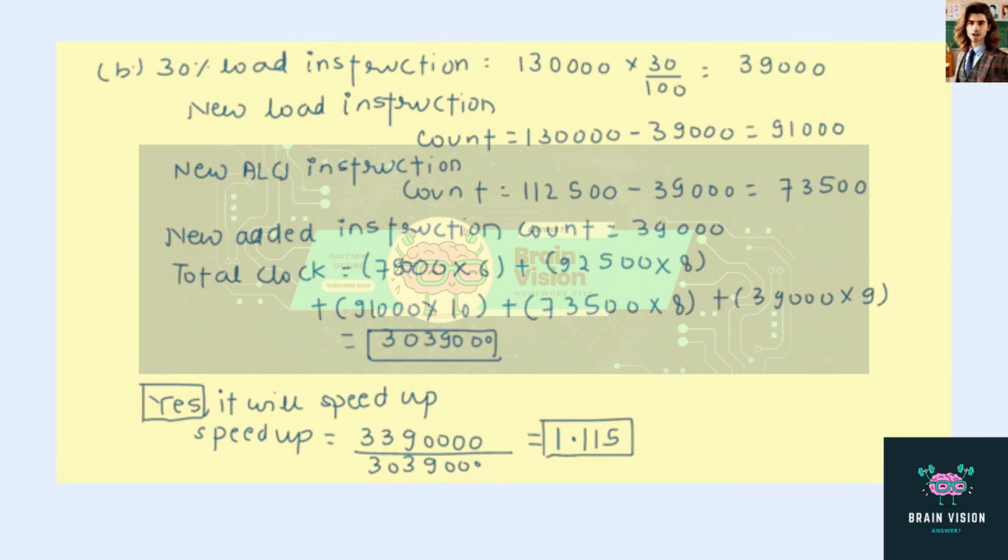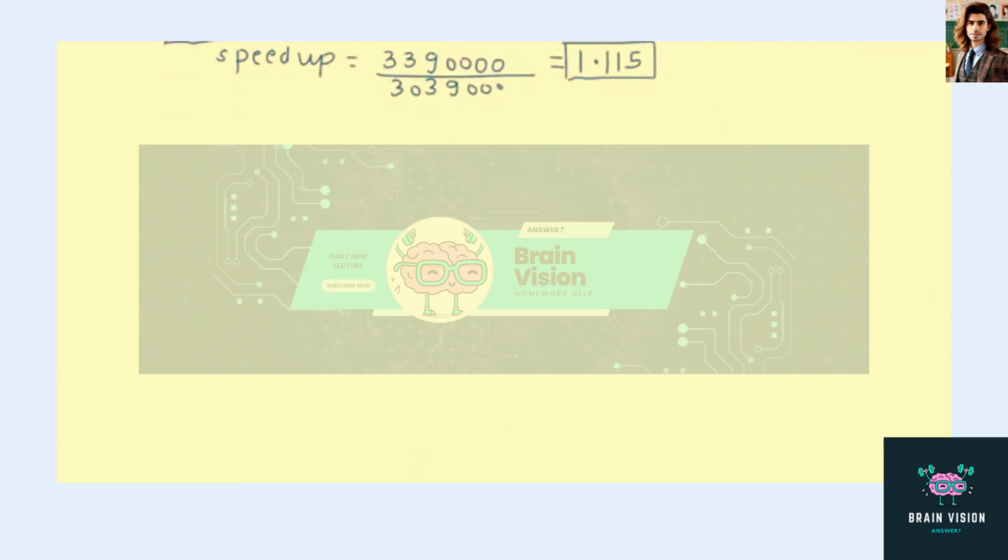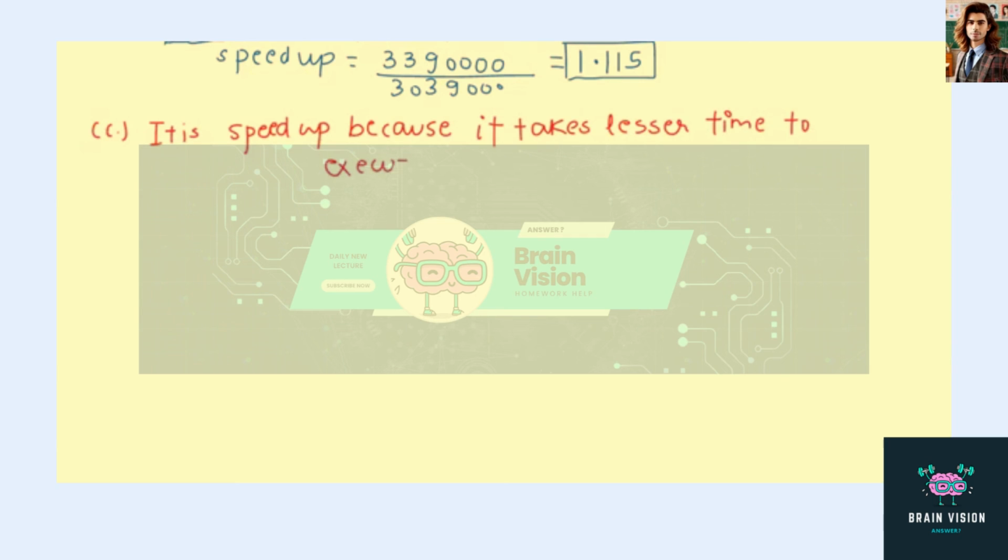If there is any speed up, explain why, and if not, explain why not. So let me write down the reason for this. In part C, we can see that there is a speed up. It is a speed up because it takes lesser time to execute than the previous one.